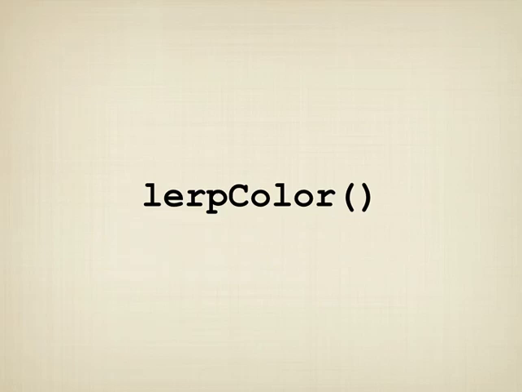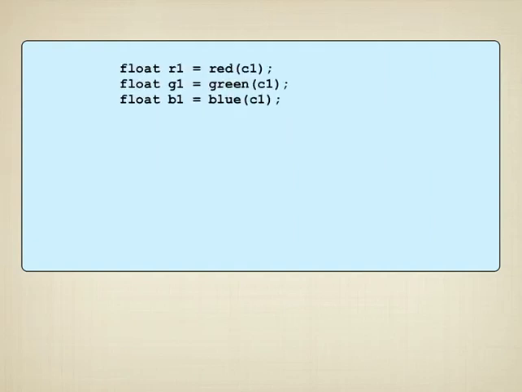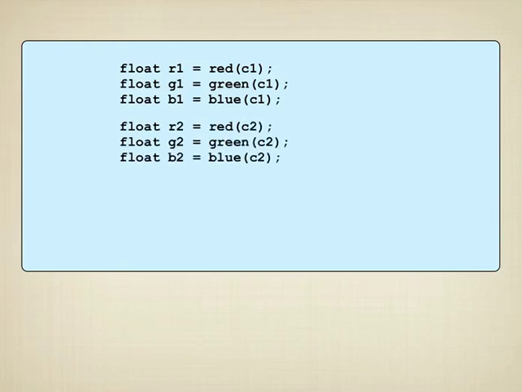Suppose I have two color variables named c1 and c2, and I want to blend between them. The first thing I might do is pull the color apart into its red, green, and blue components. These three lines pick out the red, green, and blue of c1 and store them in floating point variables named r1, g1, and b1. Then I'll do the same thing with color 2 and store its red, green, and blue in variables r2, g2, b2.